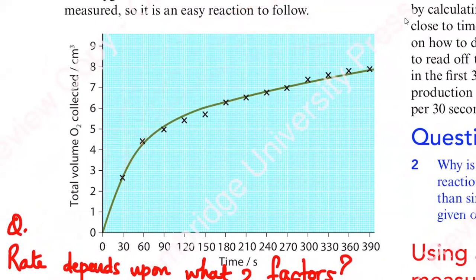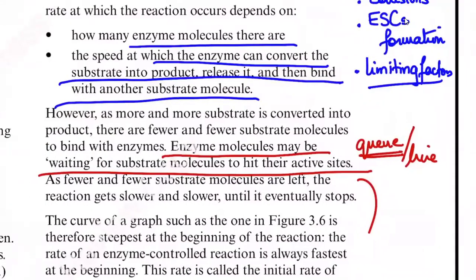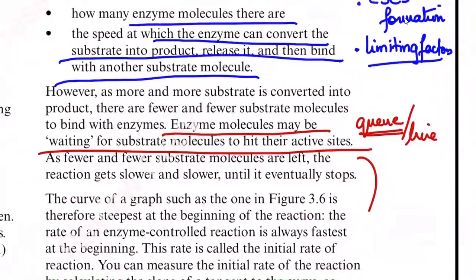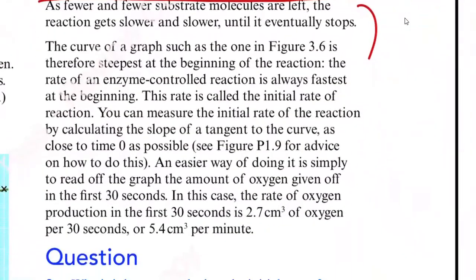ठीक है? तो क्या चीज limit कर रही है? What is that factor? कि जो लिमिट कर रही है उसके रेट को after this point में, it is the concentration of the substrate. Enzymes तो हैं, but what did we say over here? We said the enzymes are waiting for the substrate molecules to hit their active sites. ठीक है? Are you understanding this, Amna? Yes, yes. ठीक है? अच्छा, and then this is okay.